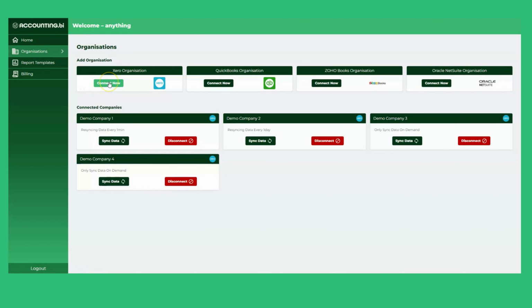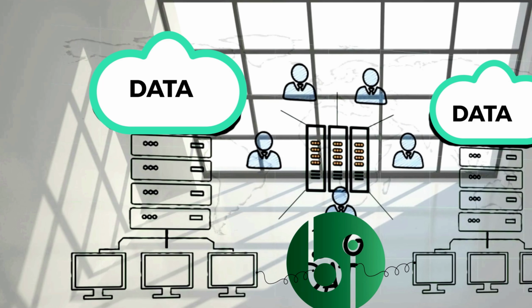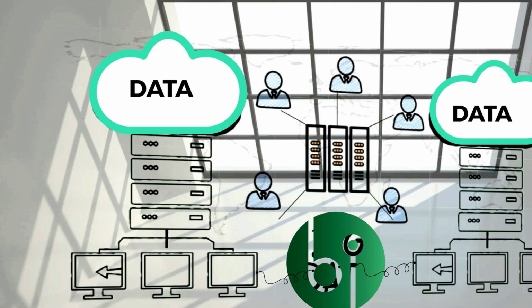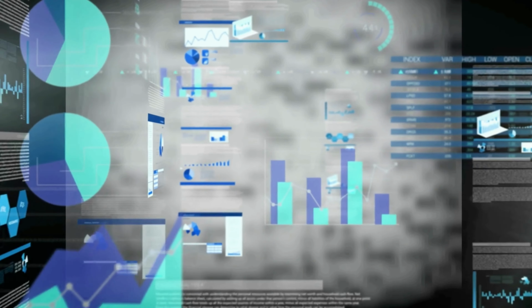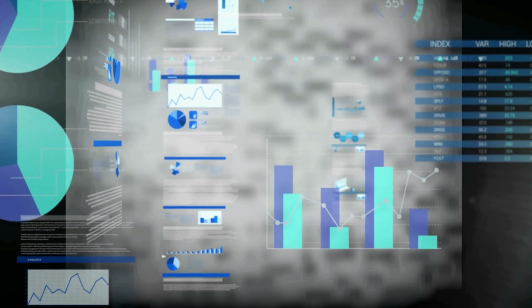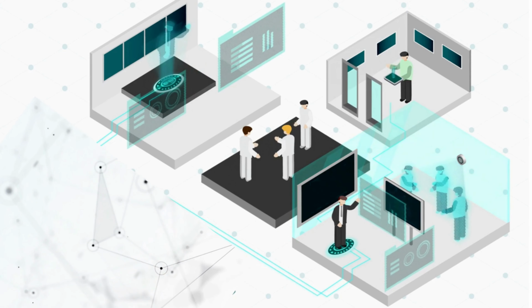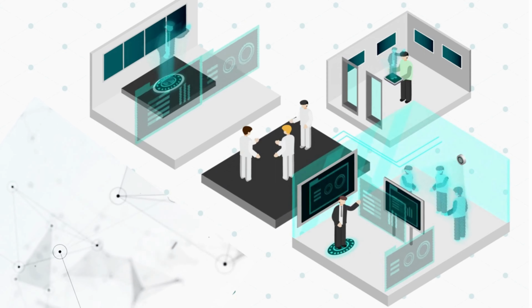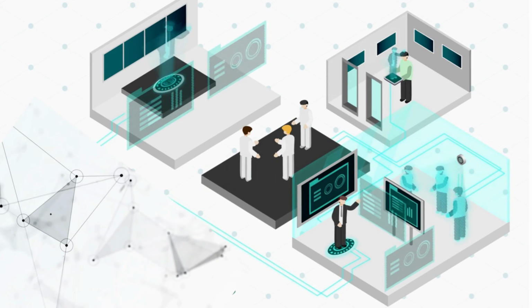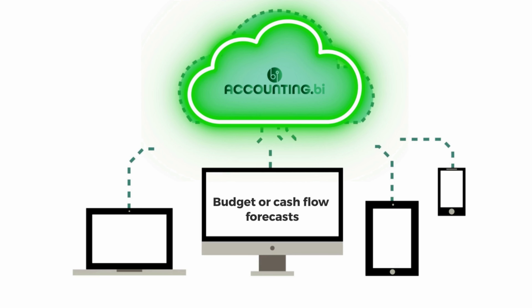Once you are connected to your accounting software, you can then begin to access the large number of data sources to obtain the other financial and non-financial metrics that can be included as you build your reports. These include a budget or cash flow forecast sitting in Google Sheets or Microsoft Excel, desktop or even online.